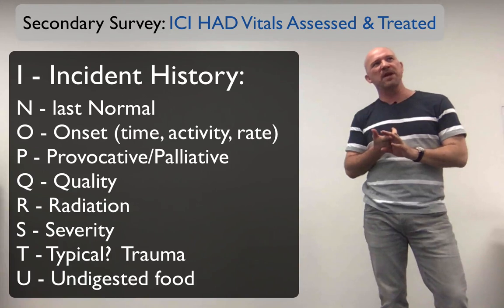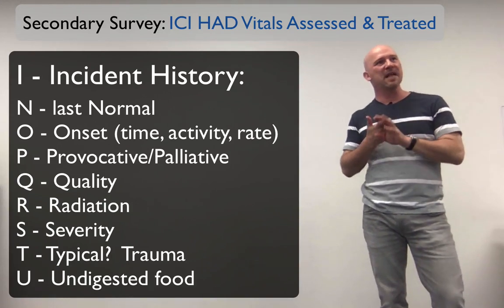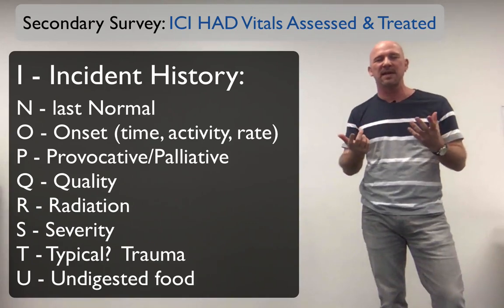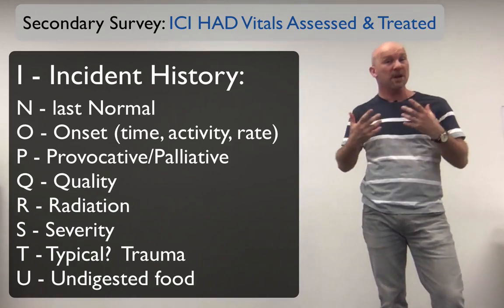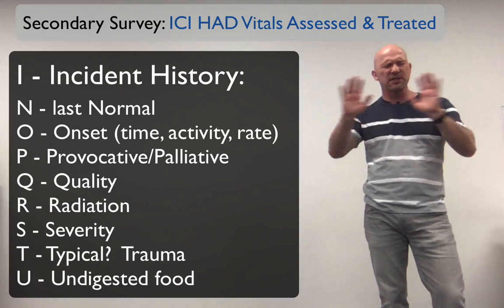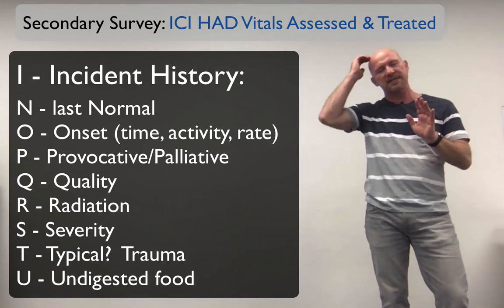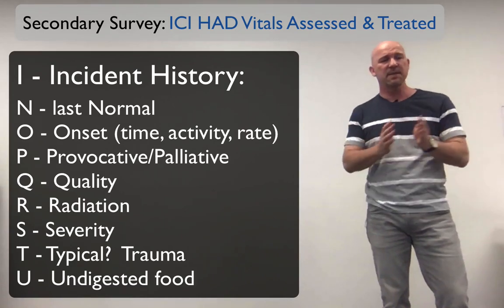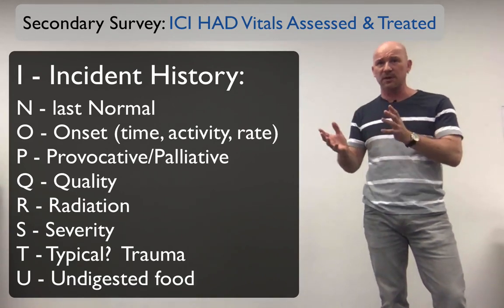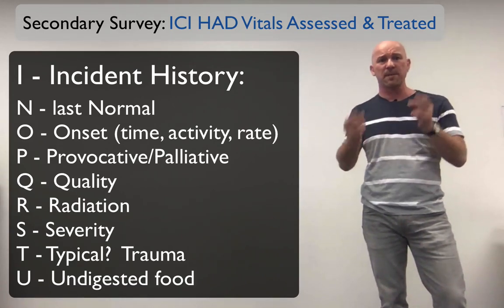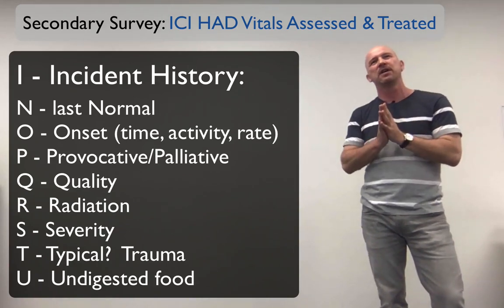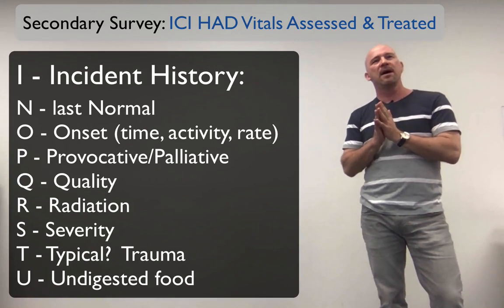She's also given me a bit of an idea of onset. She was last normal yesterday. Onset seems to start last night. It was a gradual onset, not a sudden onset, which comforts me because as a general rule, realizing there's always exceptions, something that comes on suddenly kills you quickly. Something that comes on slowly kills you slowly. So if it came on slowly, I'm not worried about her suddenly dying in general. So that's good. So that's my onset.